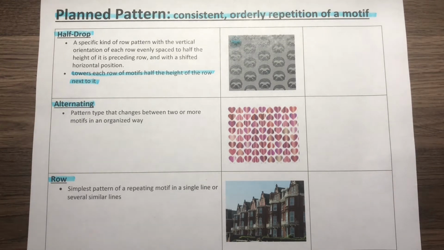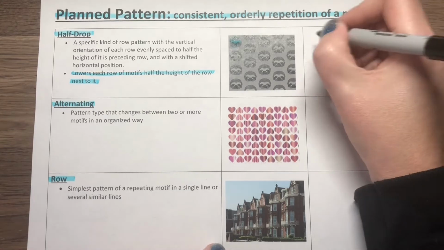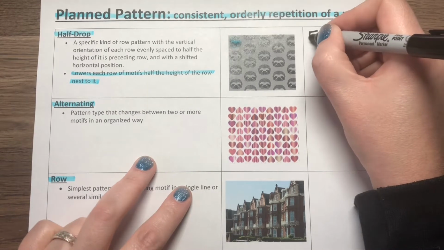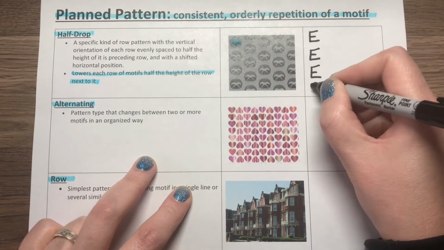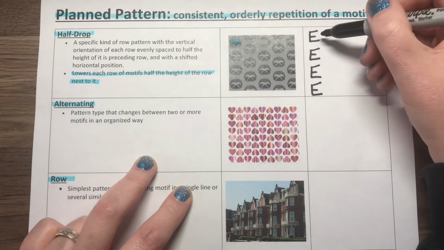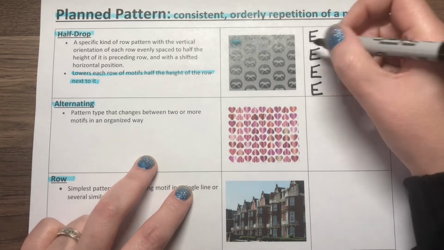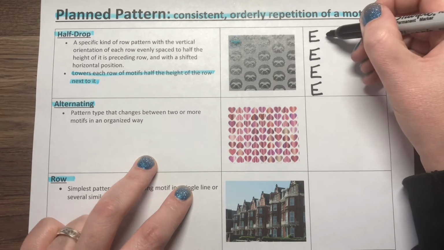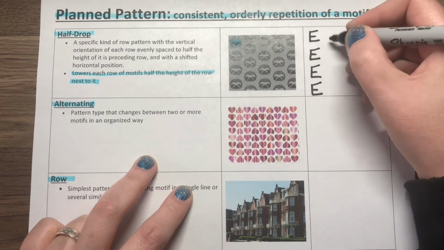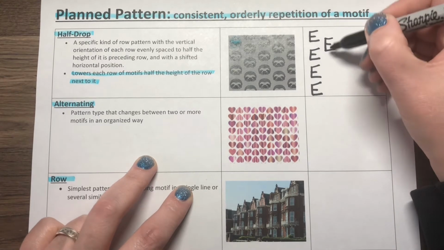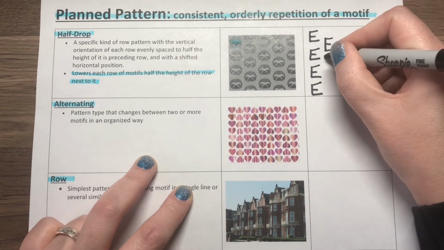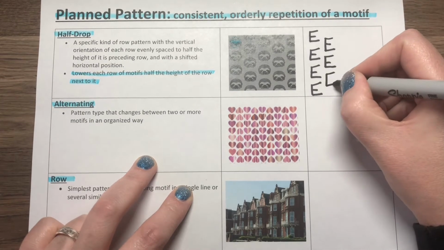So when you decide what you want to do for your half drop, make sure you don't end up with a checkerboard. A checkerboard is not the same as a half drop, okay? Now for me, I think I'm just going to do my letter. I'm going to start by making a row of my letter, and my motif for this would be my E. Now to make it the half drop, remember we have to go over and drop it down, so it's halfway in between. So now I'm going to draw my other E right here. I move it over and drop it down, and now I just finish off the rest of the row just like that.